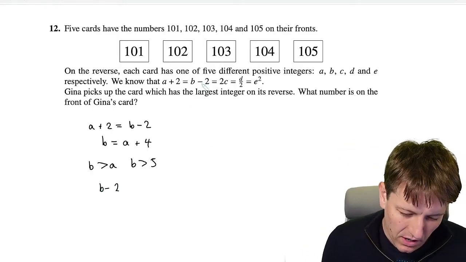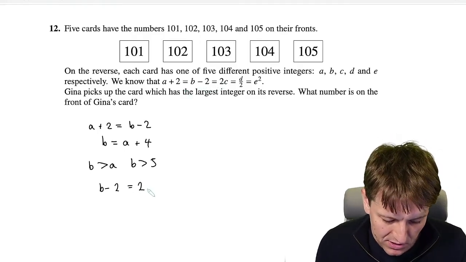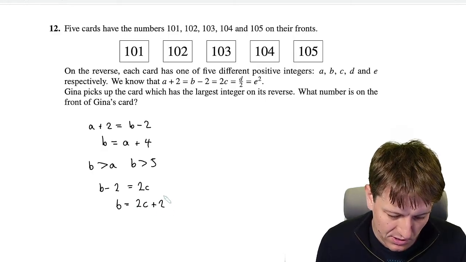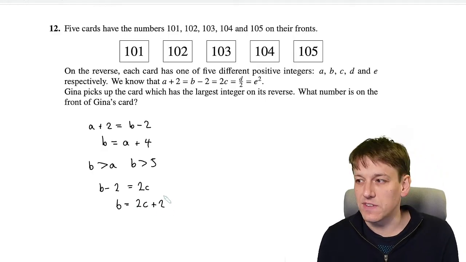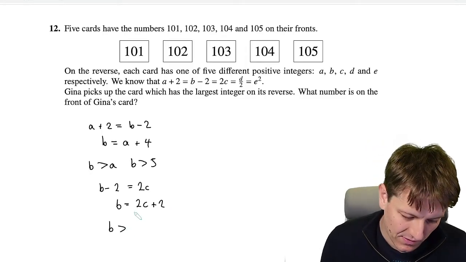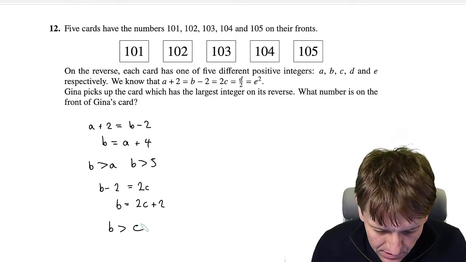So now let's compare. B is my candidate for the largest at the moment, so I'm going to compare it to C. Well, I've got B minus 2 equals 2C, and so B equals 2 times C plus 2. Well, if C is a positive integer, then this means that B is going to be larger than C for sure, because I'm doubling C and adding 2. So B is bigger than C.